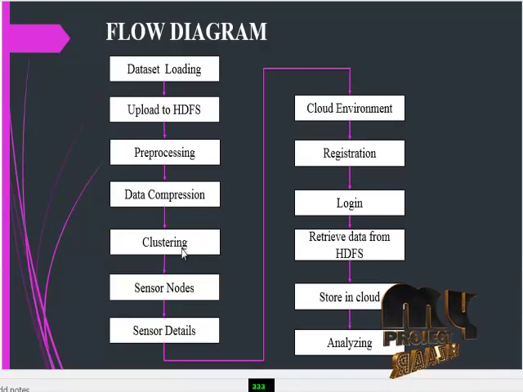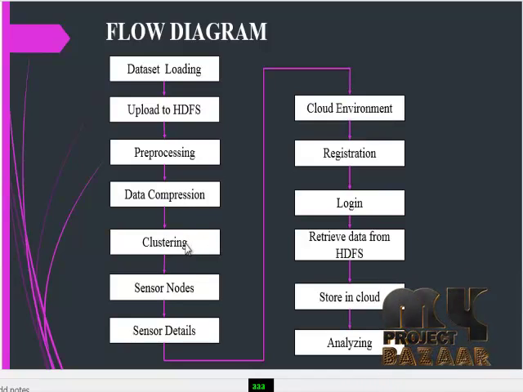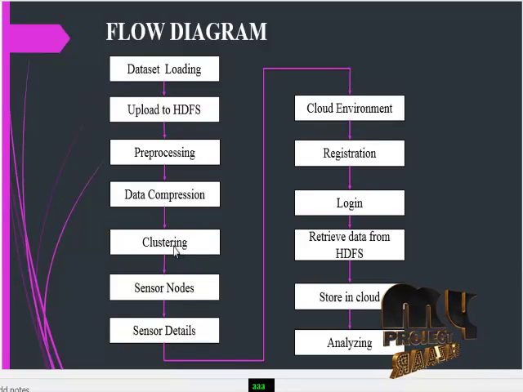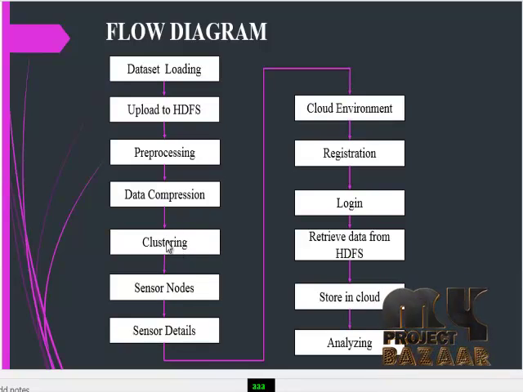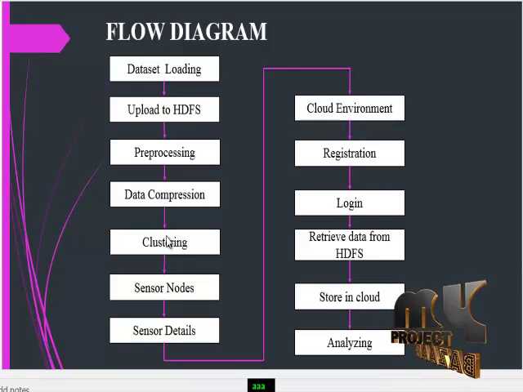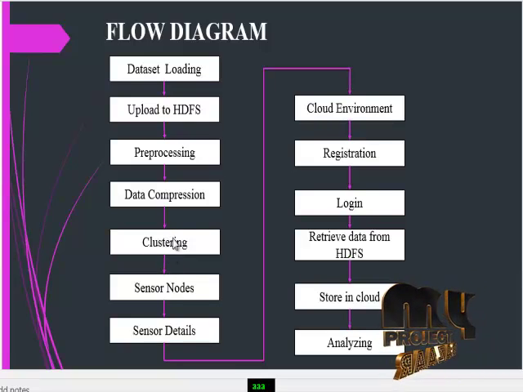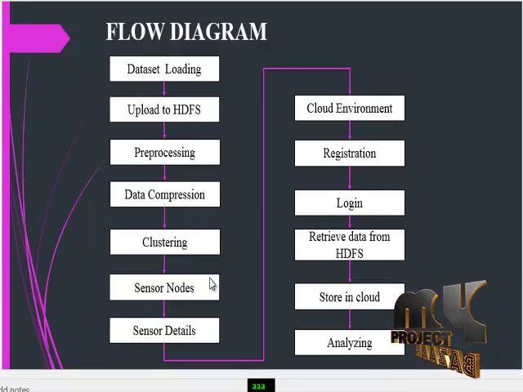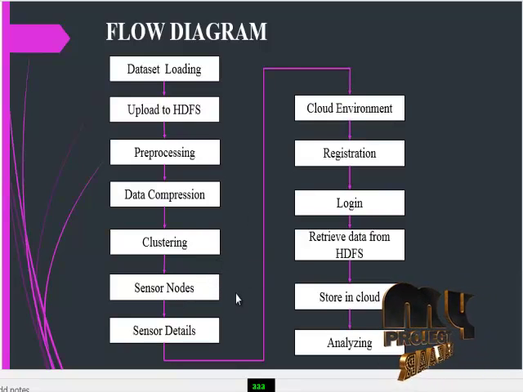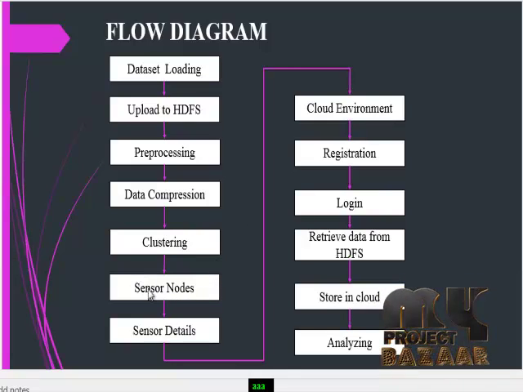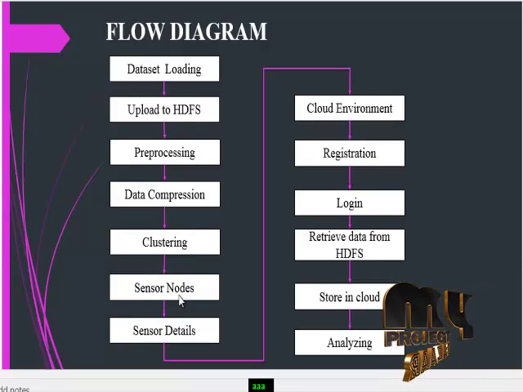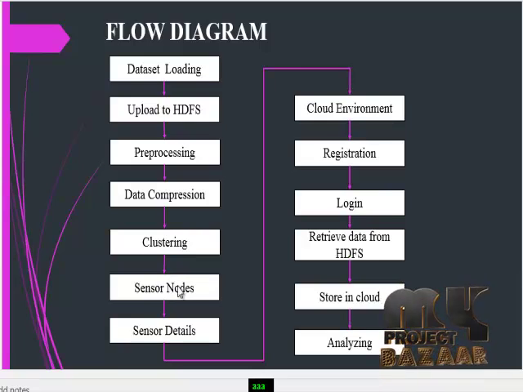After that, we go to clustering. Clustering is a process where we can cluster a group of similar elements. Here we use the sensor dataset about vehicles, so clustering about the vehicles. And the next process is sensor nodes. Sensor nodes are an important part of this project. Here we can create many sensor nodes, and these nodes each have vehicle details.